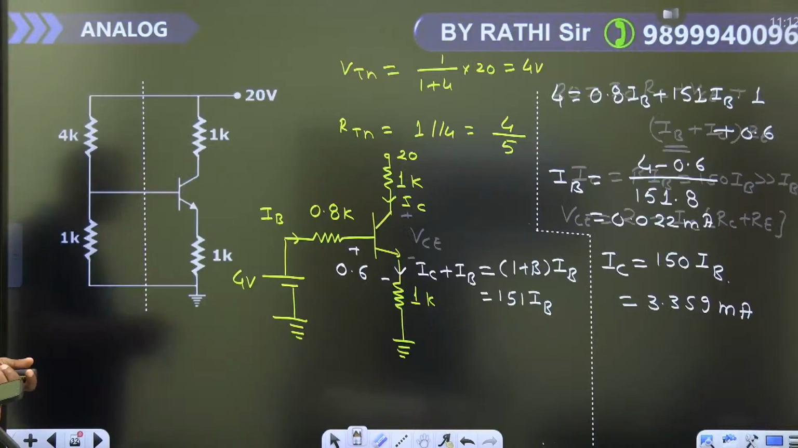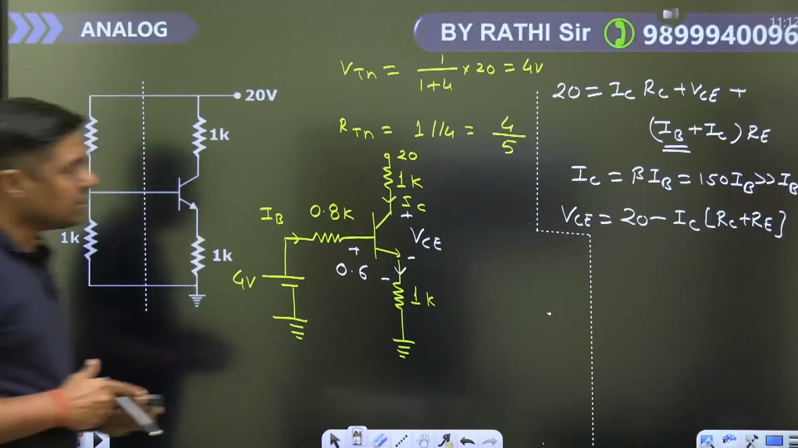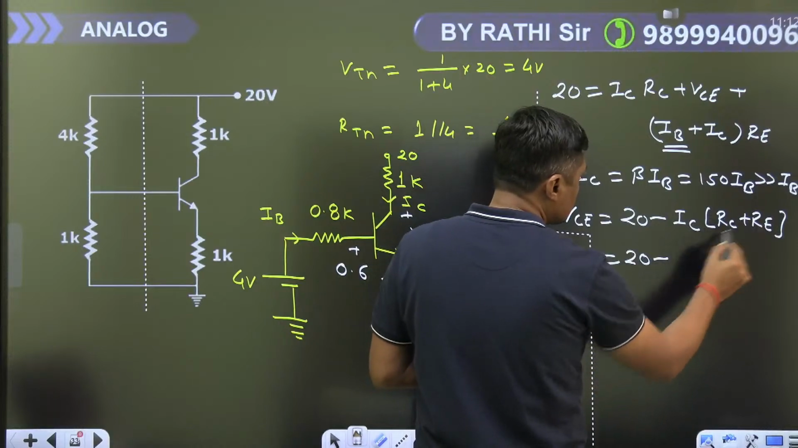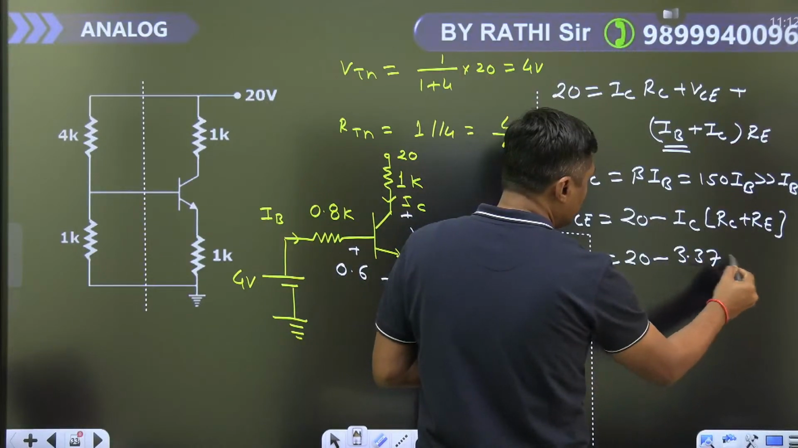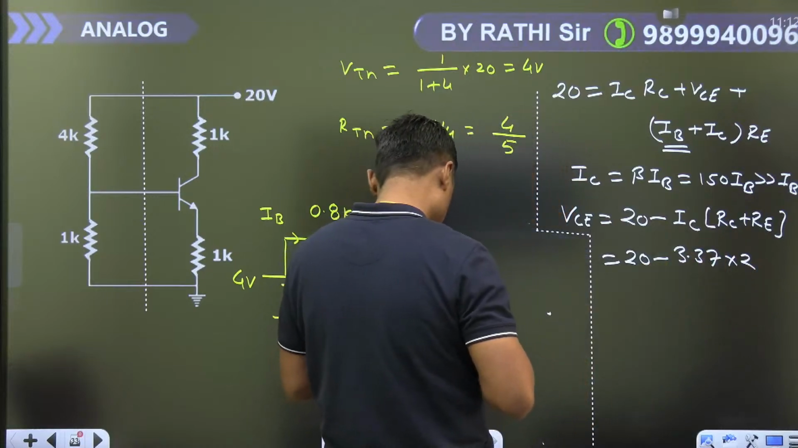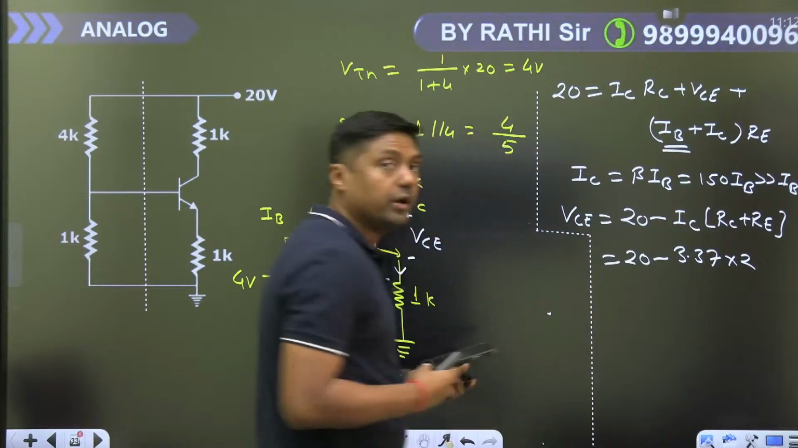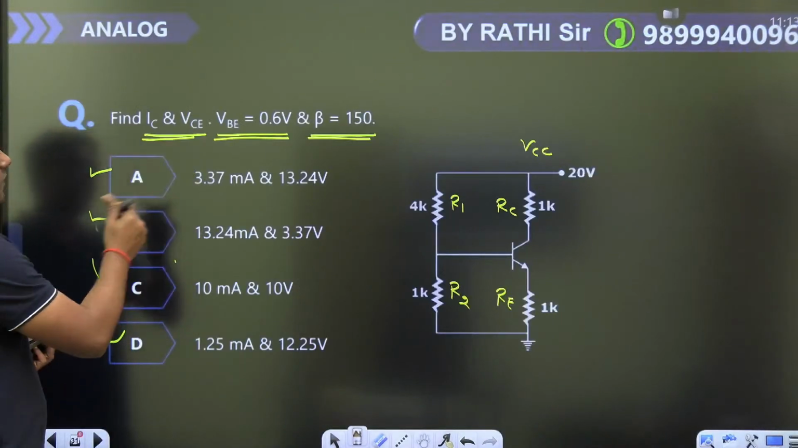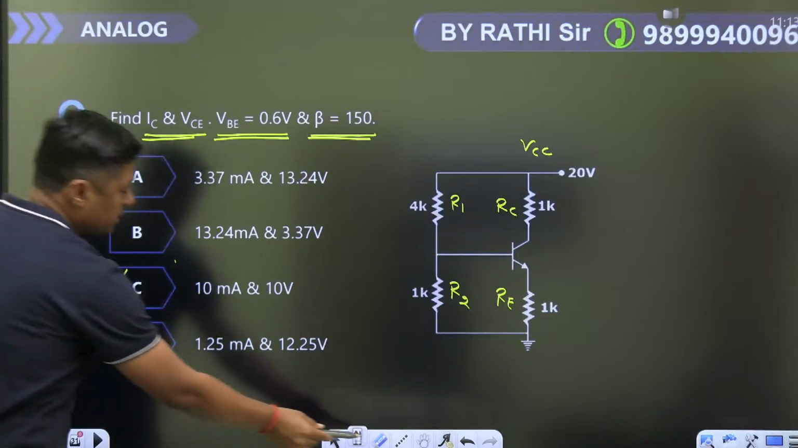Now 3.37, 20 minus, this is 2, so 3.37 into 2, around 13.28. So 13.24, this is the answer for this question, A.